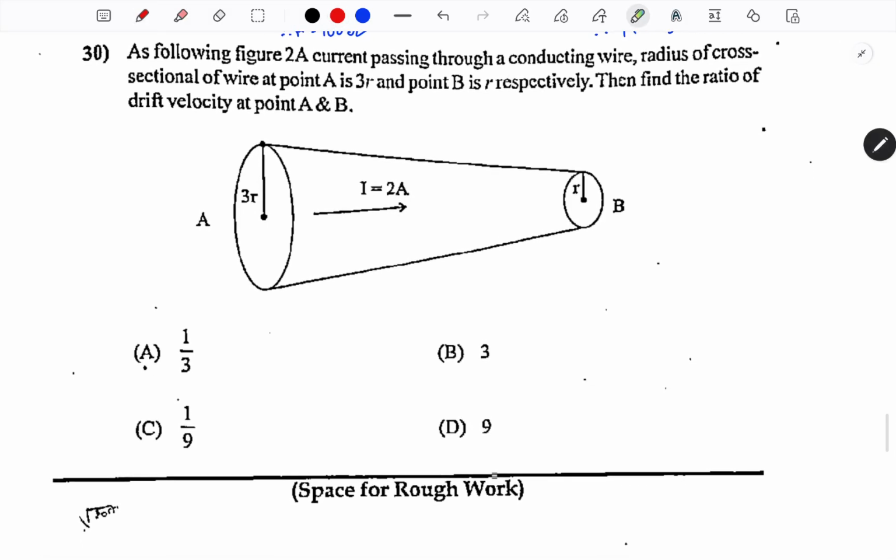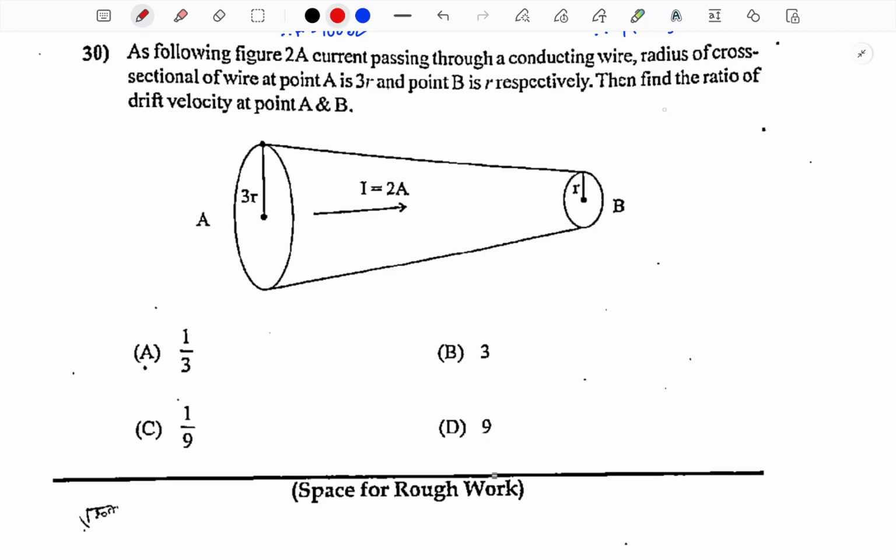Okay, as shown in the figure, 2 ampere current passes through the conducting wire. The cross-section area of the wire at point A is 3R and at point B is R respectively. Then find the ratio of drift velocity at point A and B.